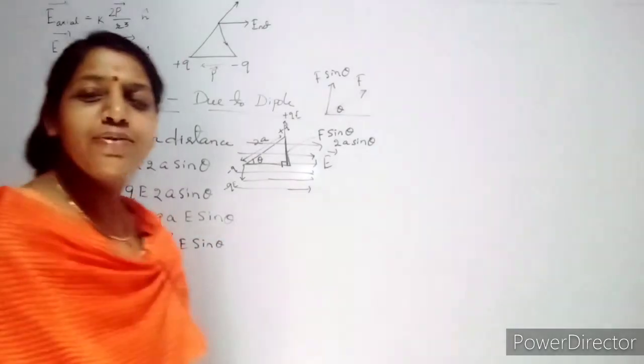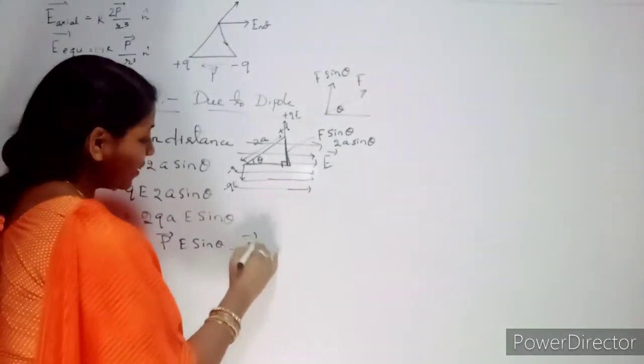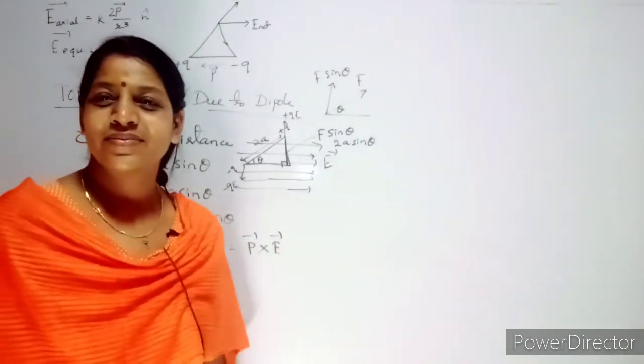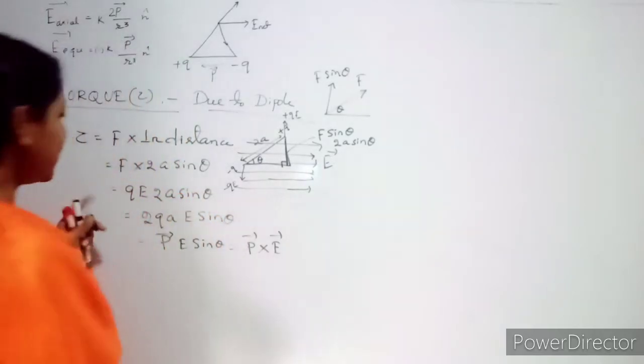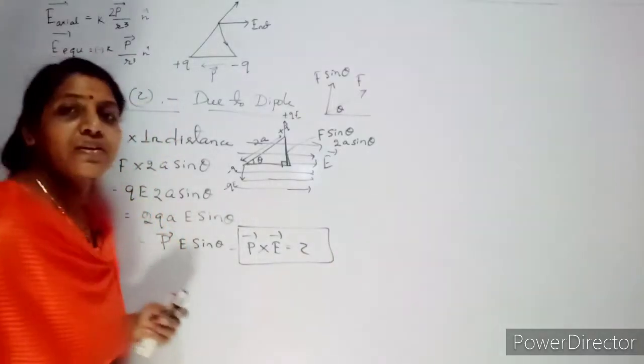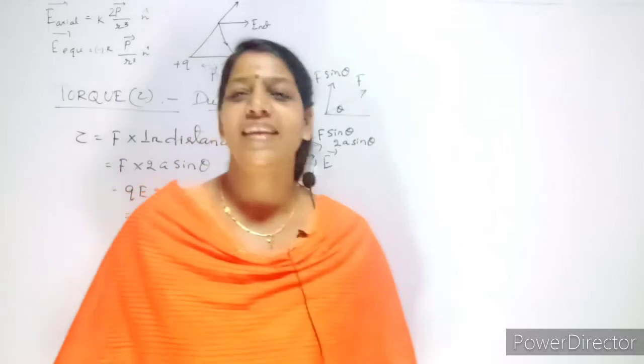What is the AB sin theta formula? A cross B. It is the cross product or vector product. So P vector cross E vector. Clear? So what you are considering from this? Torque is nothing but the cross product of P and E, that is, dipole moment vector and electric field.